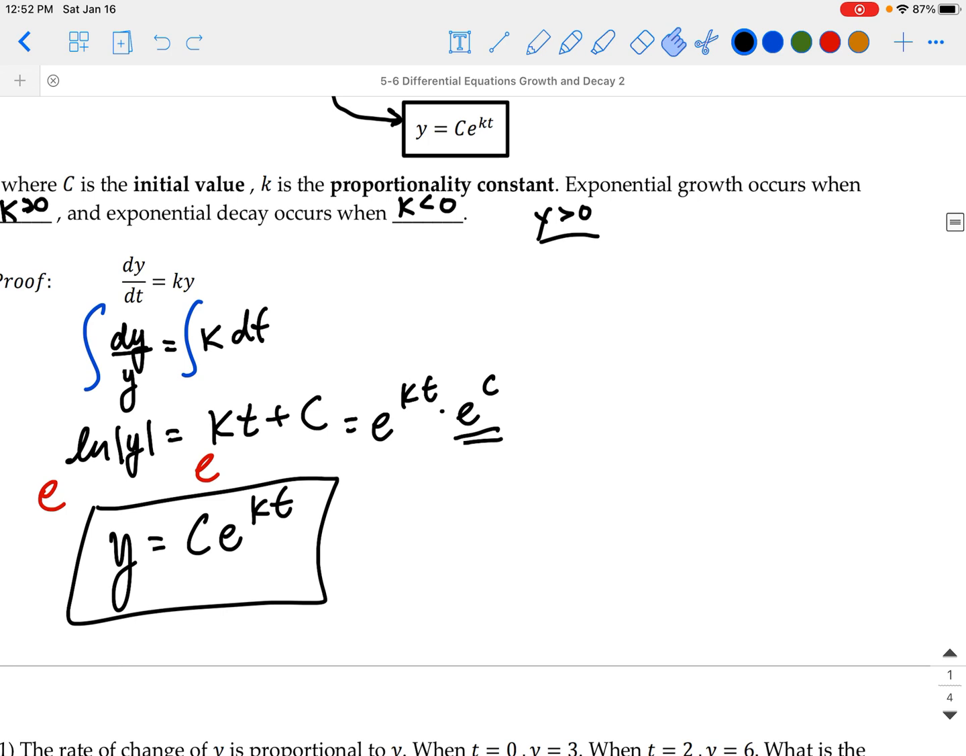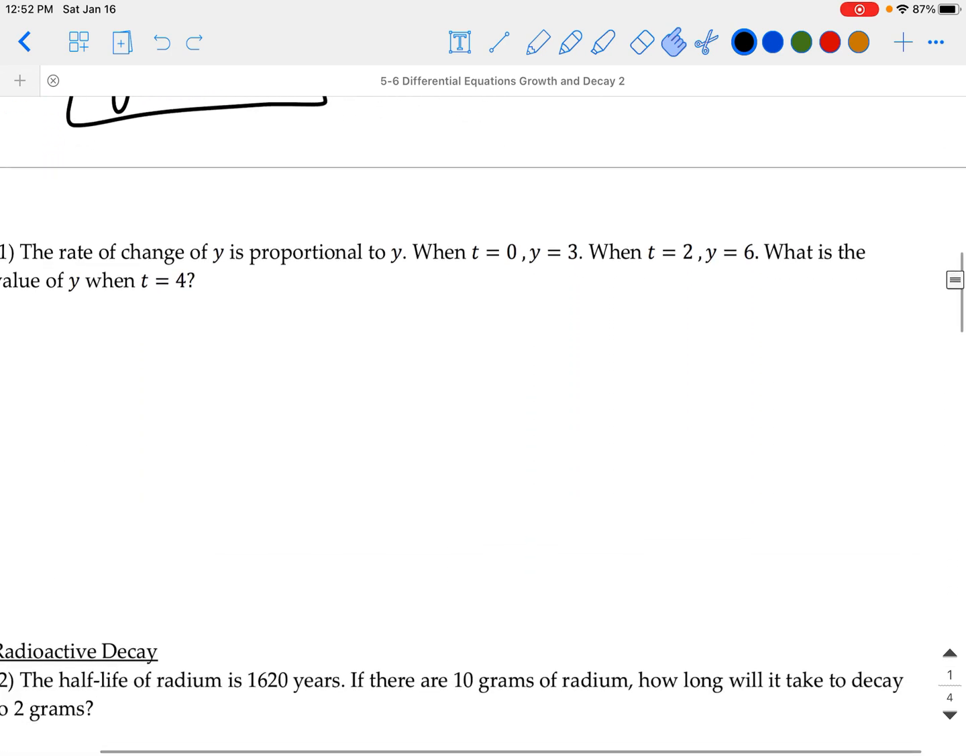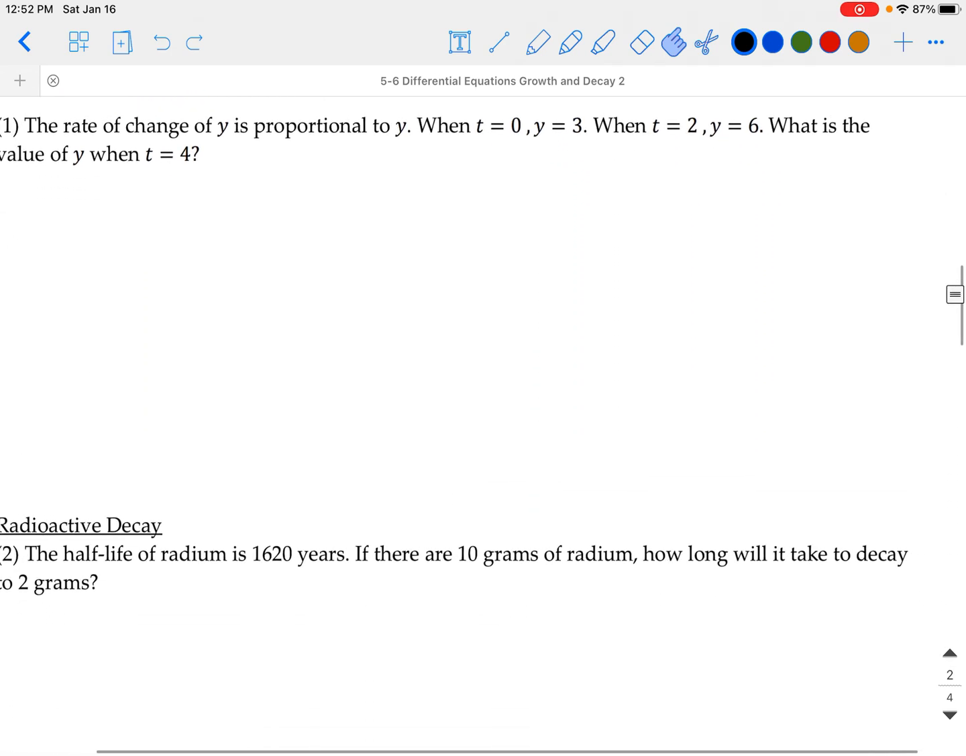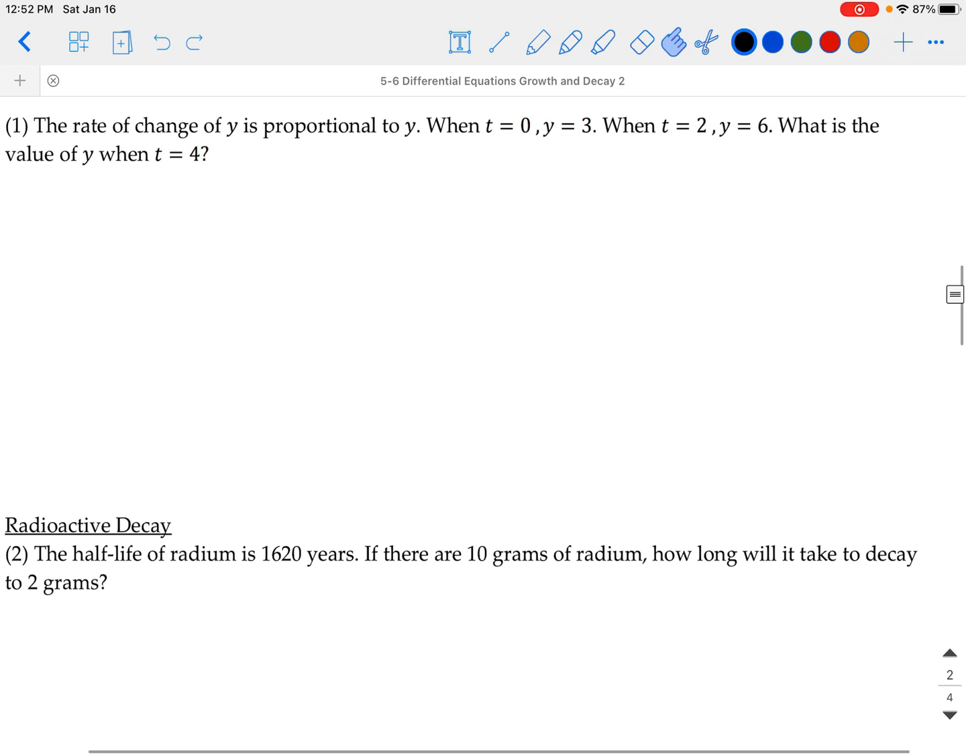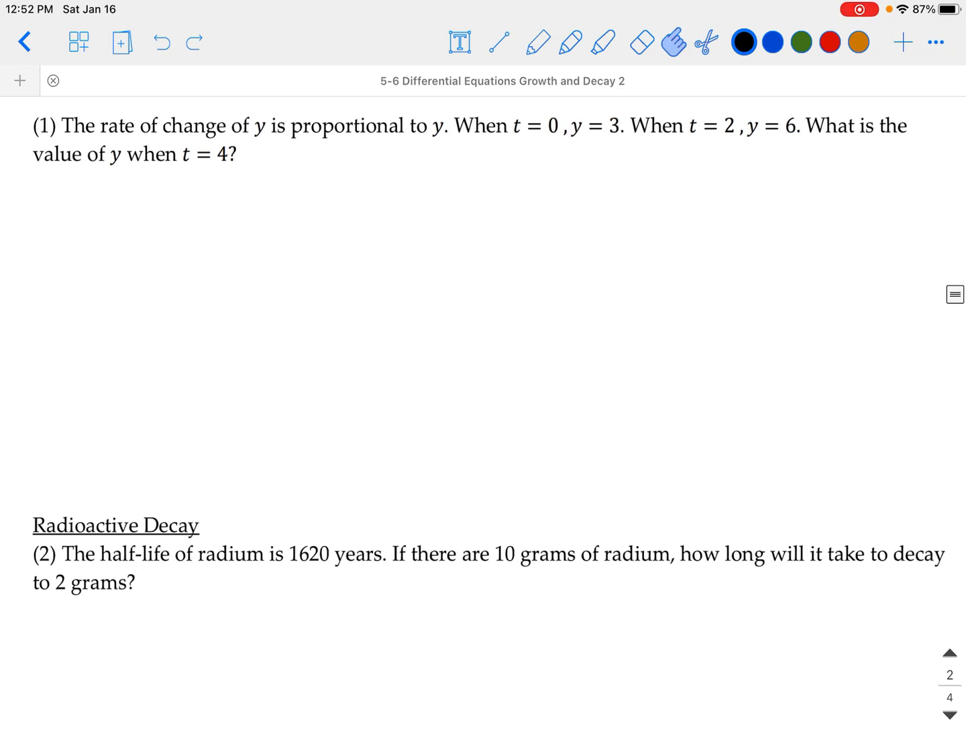All right, so let's go ahead and look at a few examples here. So for number 1, the rate of change of y is proportional to y. When t is 0, y is 3. And when t is 2, y is 6. So we know that y of 0 is 3 and y of 2 is 6. So we're going to need to use those values. And we want to know the value of y when t is 4. So y of 4 is what we're solving for.